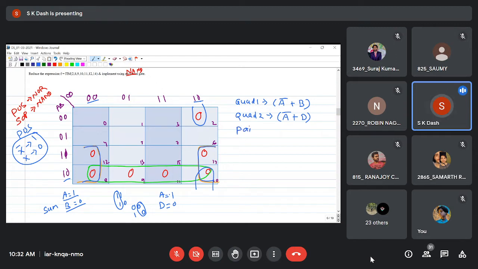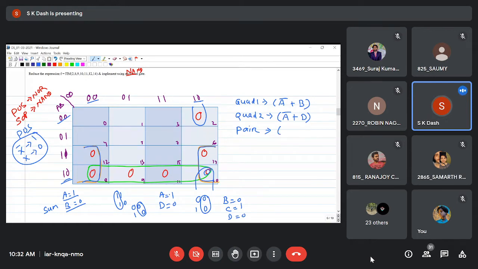Last, for this pair, AB value is 0, 0 here. This one here, AB is 1, 0. So what is common? Second 0 is common. That means B equal to 0 is common. And 1, 0 is common. CD 1, 0 is common for both the cells. So C is equal to 1, B is equal to 0.